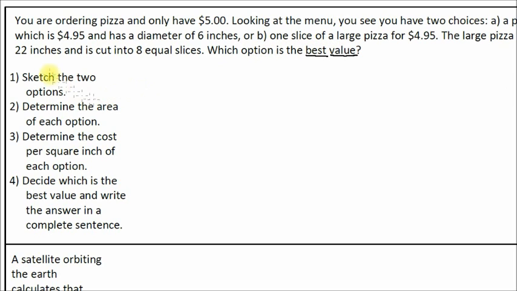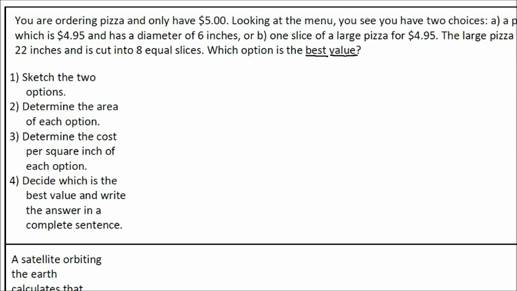So question number 1, it says sketch the two options. 2, determine the area of each option. 3, determine the cost per square inch of each option. And then number 4, decide which is the best value and write the answer in a complete sentence.